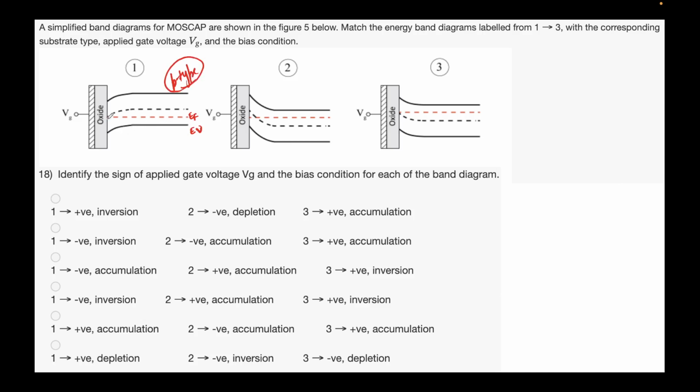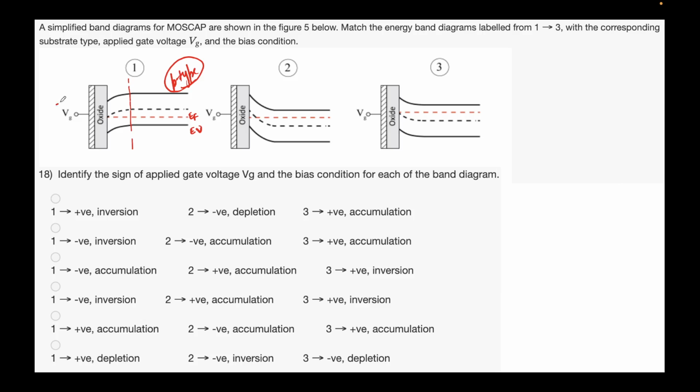And what you can see at this surface is that the material is intrinsic. You can see that EF is directly coinciding with EI. This means p-type has become intrinsic. This means holes have vanished. This is the depletion region we are talking about. This is operating in depletion.